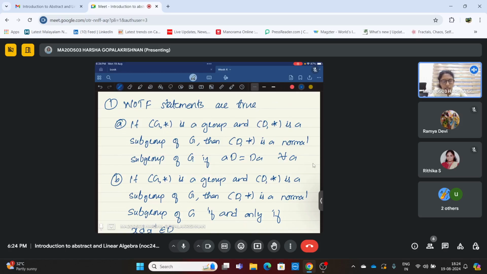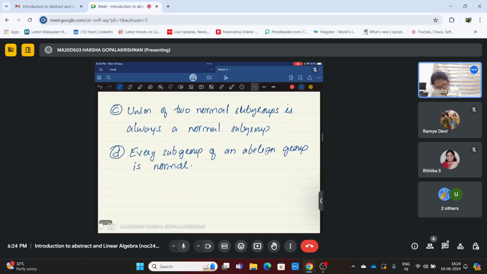Let us see. What is the given condition? G star is a group and D star is a subgroup of G. It is saying D star is a normal subgroup if AD equals DA for all A. Can anyone tell if this is true or not? This is a very trivial condition. It comes from a theorem. Yes, this is true because this is the definition of normality. There is nothing to think much about. This is just the definition of normal, and so we can say A is true. By definition itself it is true.